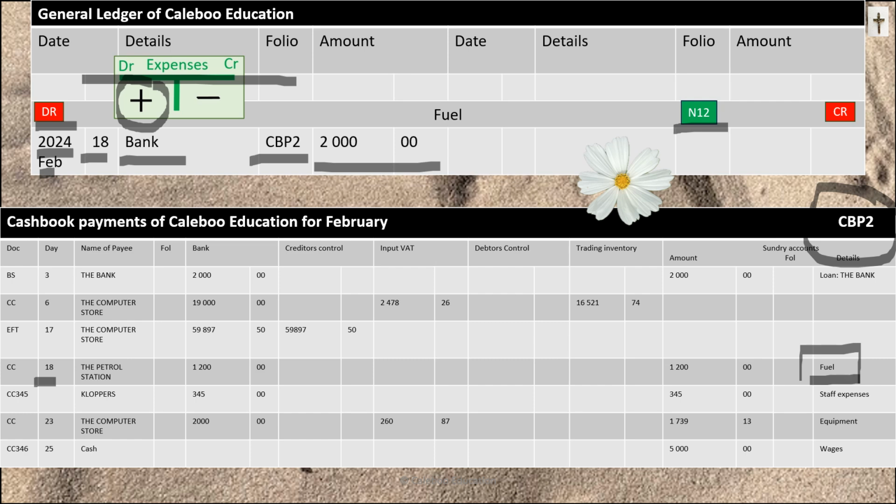Now you should be getting into the habit of applying your rules. An increase in expense because we paid for fuel, and fuel is an expense. The account needs to be debited. So now we have posted the loan and fuel to their respective ledger accounts. Keep up the good work.